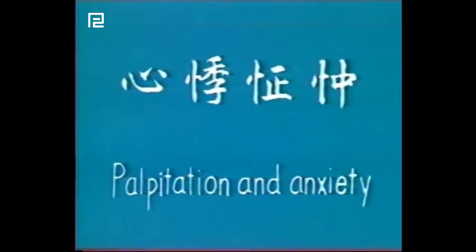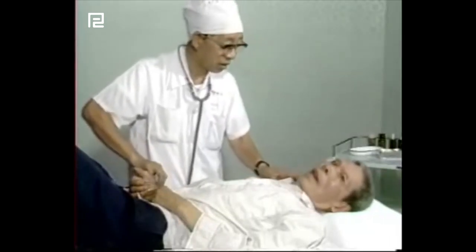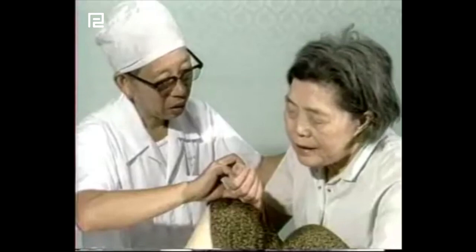Palpitation and anxiety. Palpitation is usually caused by the deficiency of heart qi and blood, or stagnation of phlegm in the heart meridian, which leads to timid arrhythmia, coronary heart disease, pulmonary heart disease, rheumatic heart disease, and hyperthyroid heart disease. There are 5 types of palpitation.